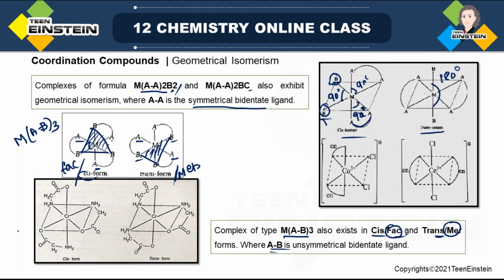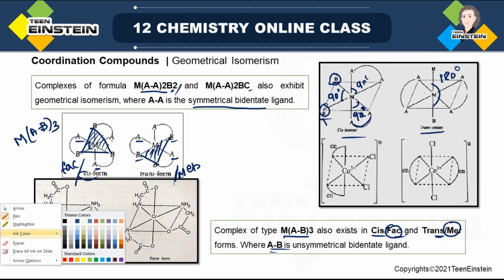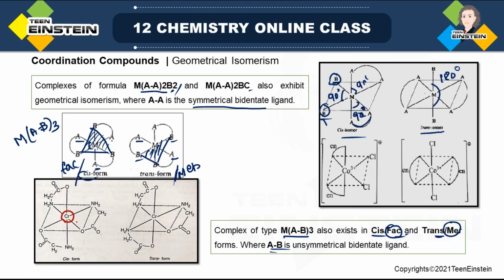Now, an actual example: if we see chromium, which is the metal, and the unsymmetrical bidentate ligand that we have taken is glycinato, Cr(gly)3. Gly means glycinato, that is CO2H, CH2, NH2, the simplest amino acid. So here is how it serves as a bidentate ligand: if we remove the acidic hydrogen, it will serve as a bidentate ligand. Okay, so one site is N, another one is O.